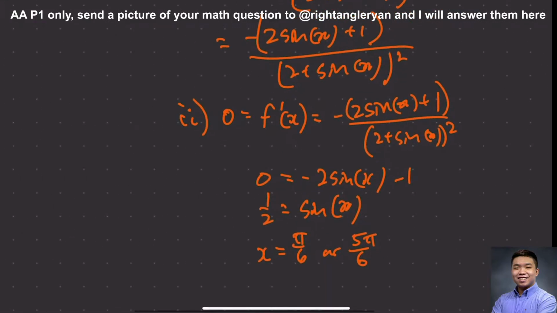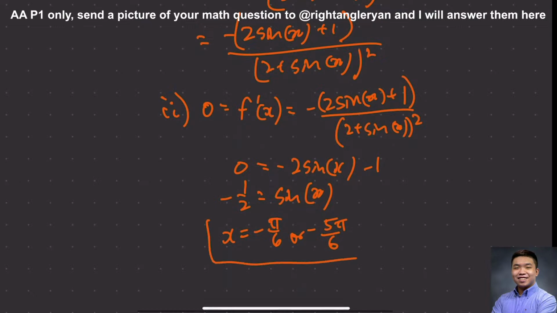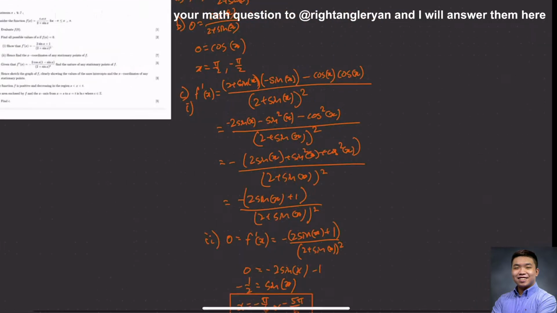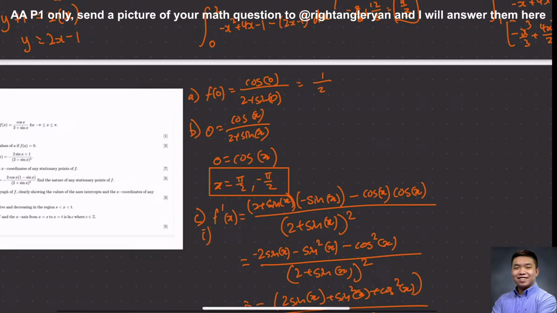Oh, nope, this is supposed to be negative, right? So it means negative pi over 6 or negative 5 pi over 6. Let's block these answers up. Okay.